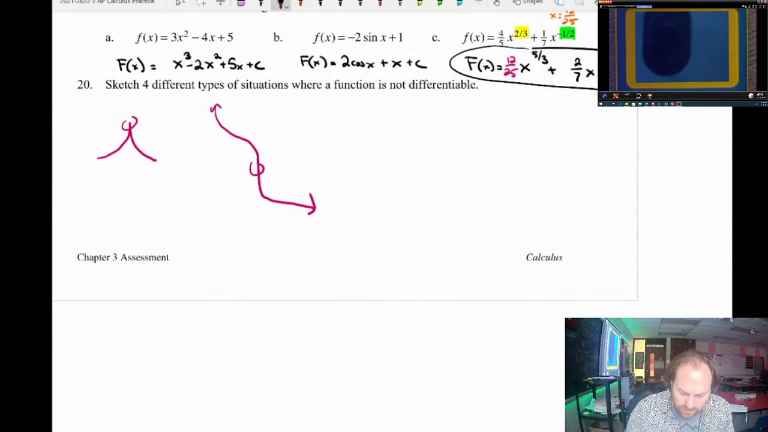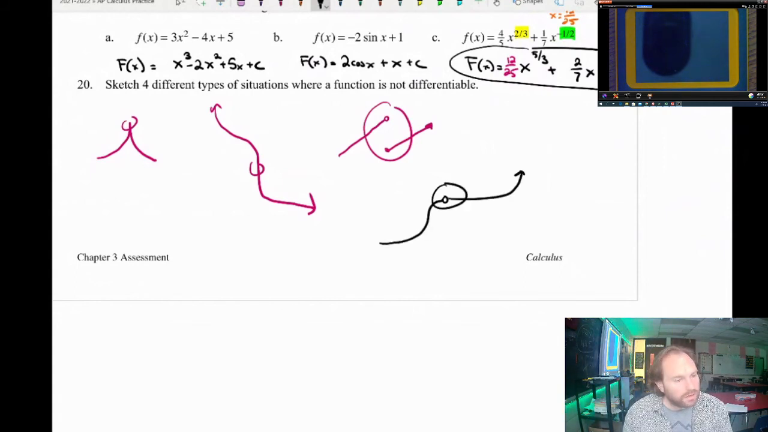How about a point of discontinuity like this? That would be a non-differentiable section. And what about the good old classic, just a hole in the graph? That would also be non-differentiable right there.